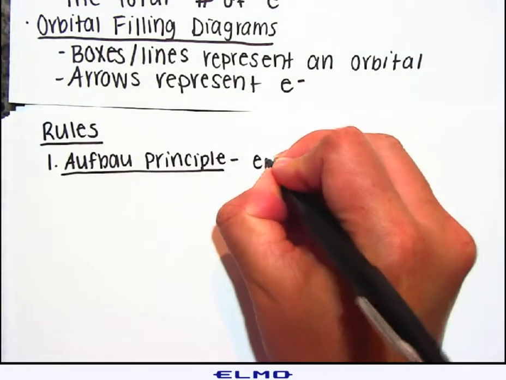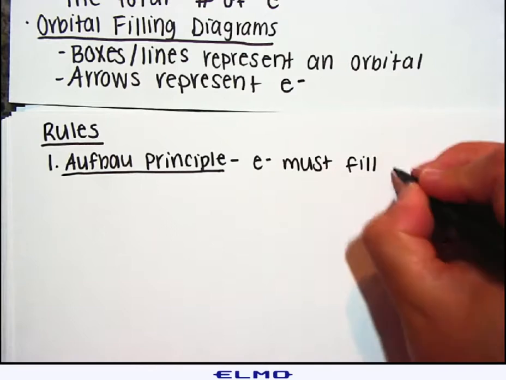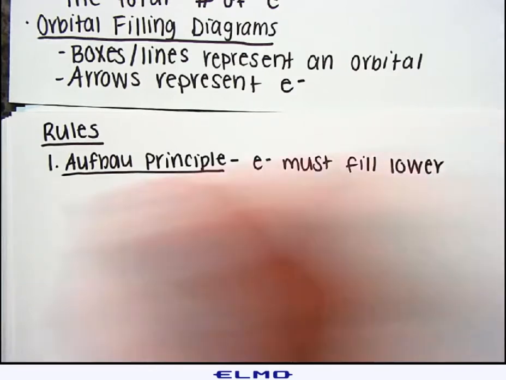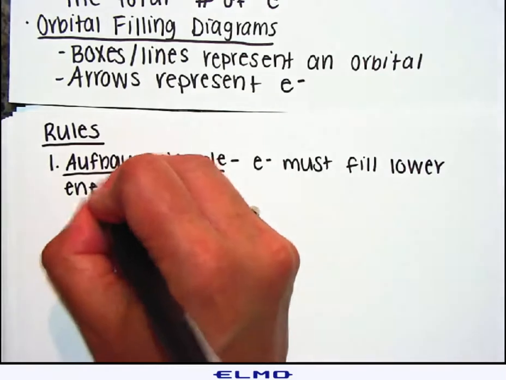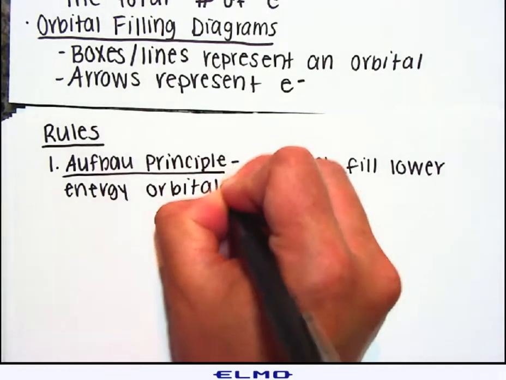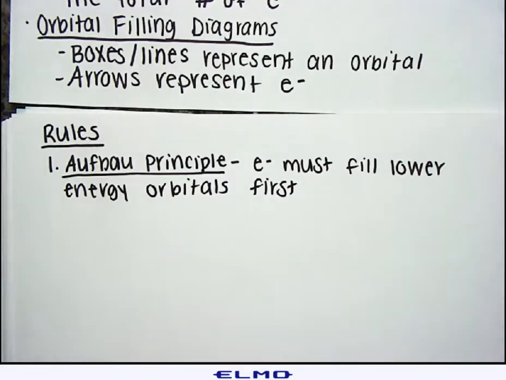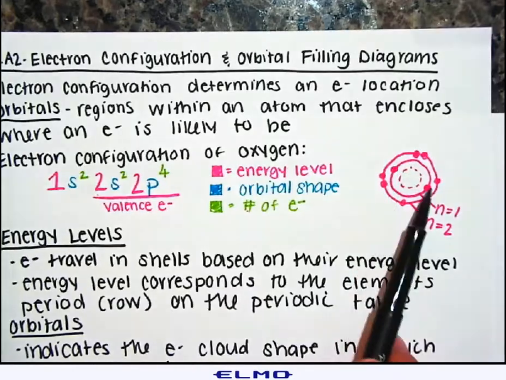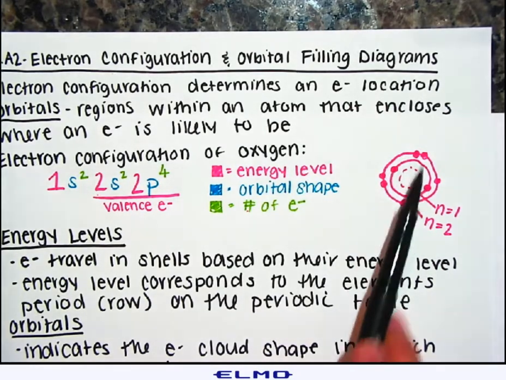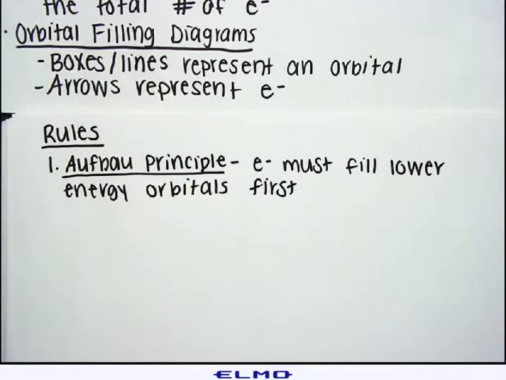The Aufbau principle says electrons must fill lower energy orbitals first. So that means that we need to fill the first energy level with 2 electrons before we can move on to the second. We have to fill that first energy level first before we can start placing electrons in the second energy level. So that is the Aufbau principle. Electrons must fill lower energy orbitals first.